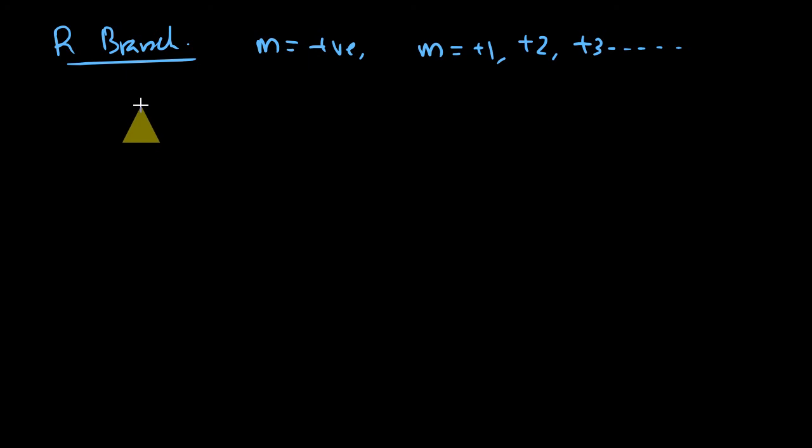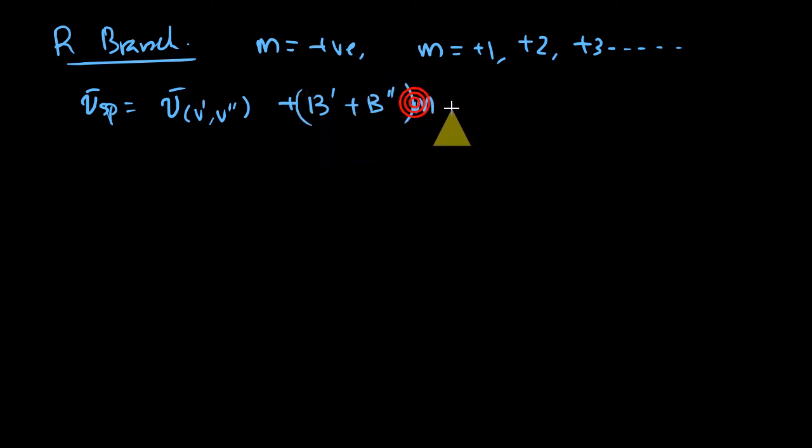And again, you have to remember our equation for nu bar spectroscopic. Nu bar spectroscopic is equal to nu bar V prime V double prime plus (B prime plus B double prime) into M plus (B prime minus B double prime) into M square, in centimeter inverse. So this is our expression for the spectroscopic series of lines. And here we are considering the R branch. In the case of R branch, M is positive.